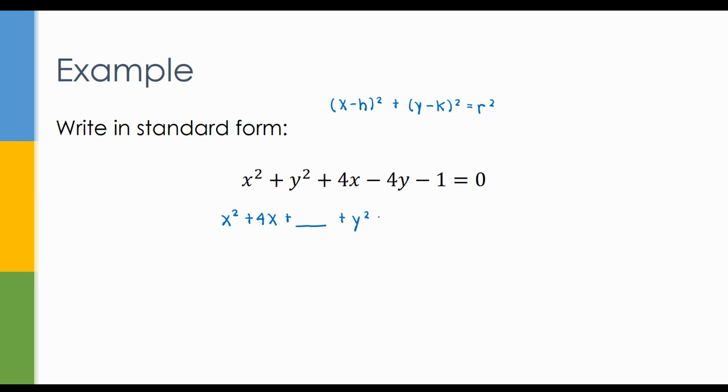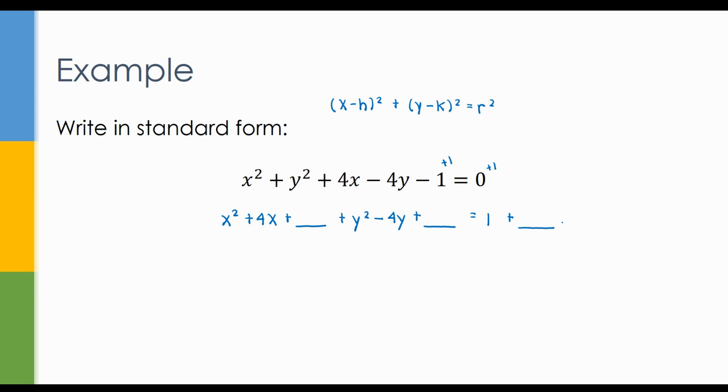Then I'm going to do my y squared and my y term together, and I'm going to leave a spot for me to complete the square here. When I'm completing the square, remember, I always want my constant that doesn't have a variable over to the other side. So that's what we're going to do. We're going to add the 1 over to the other side. And so now it equals 1.